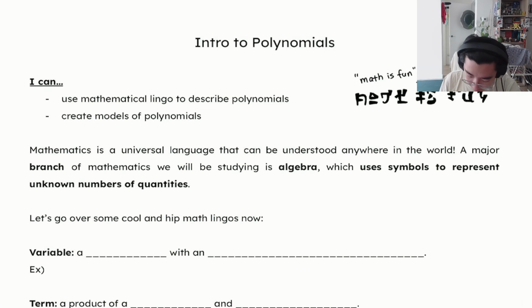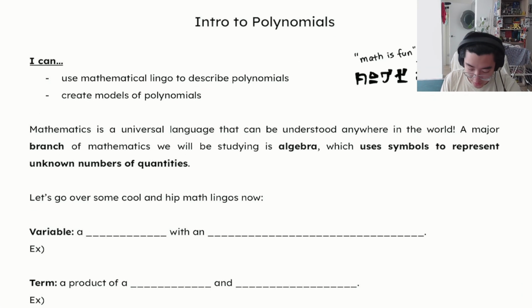Now, a major branch of math is algebra. Algebra is pretty much what we've been working with the past few units. This is where we use symbols like variables like x and a and b and all that. We use those symbols to represent things that we don't know.